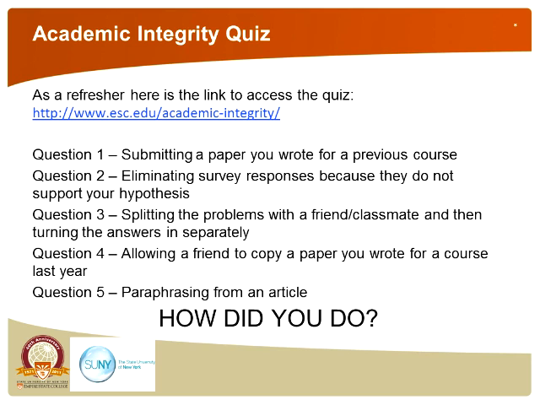So now, number 4. Allowing a friend to copy a paper you wrote for a course last year. Is that a breach? All right, everyone agrees that that's a thumbs down. Yes, you facilitated an act of academic dishonesty.